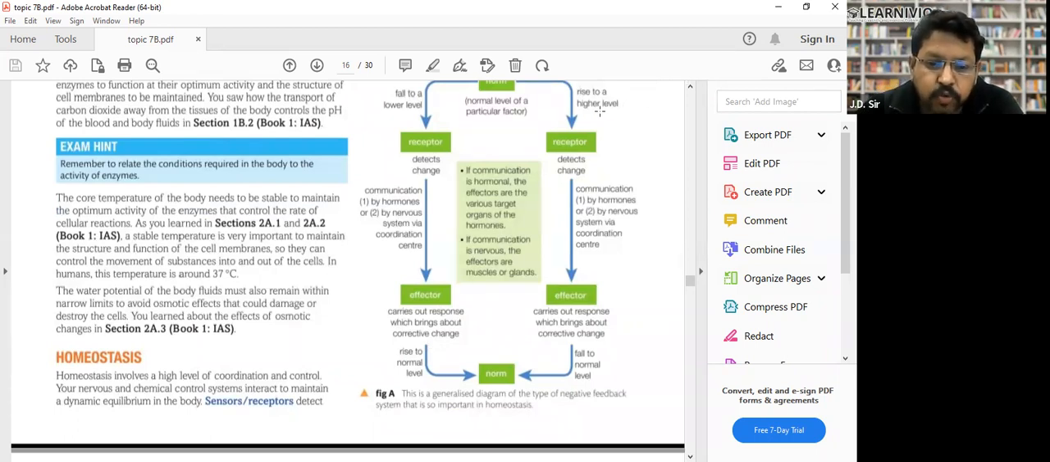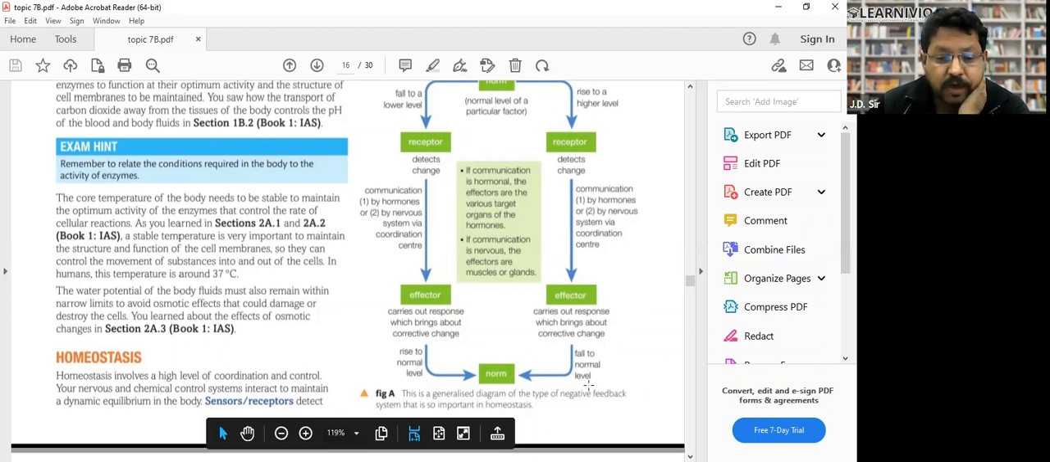Now if it rises to a higher level, what will happen? If the temperature goes up, or any hormone change, any pH value goes to a higher level, the receptor will again detect the change, and communication is with the help of hormones, or by the nervous system via the coordination center that is present in our brain. The effector carries out the response which will bring about corrective changes, and it will bring the level down to normal. That's how they call it a feedback system.